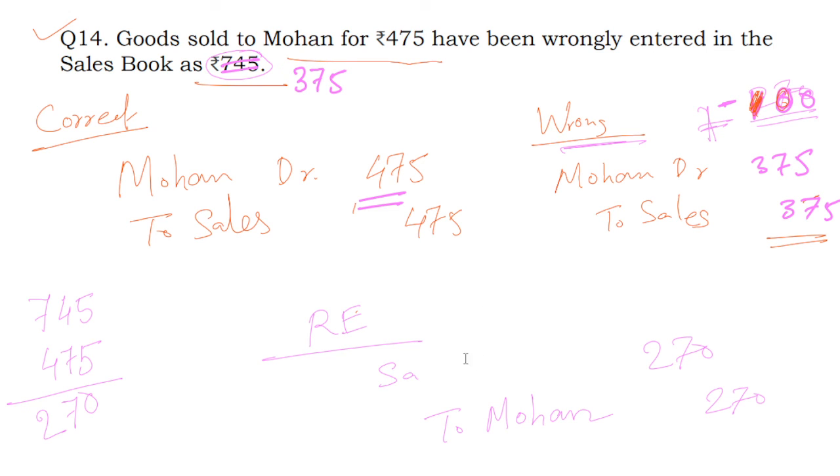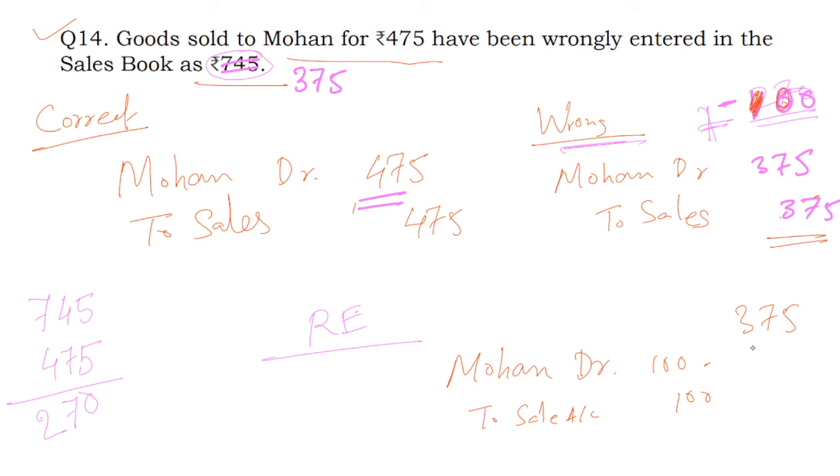In that case the entry will be, again we will pass the same entry like Mohan to sales. In that case we will write Mohan debit to sales 100. Okay, because here we have wrongly recorded 375, now we have recorded 100, means 375 plus 100 is coming 475. Okay, it is now matching.